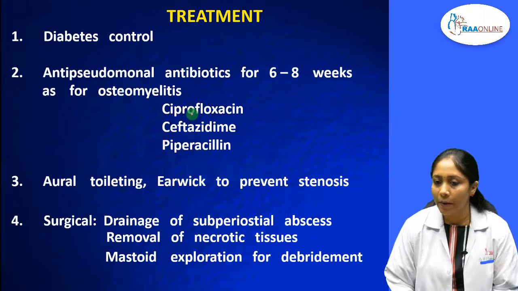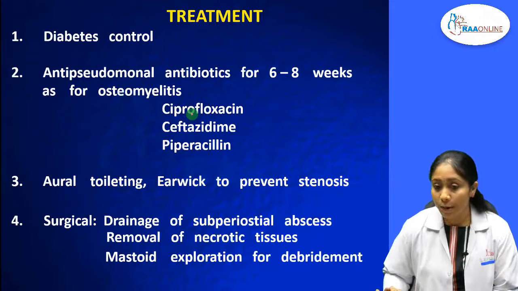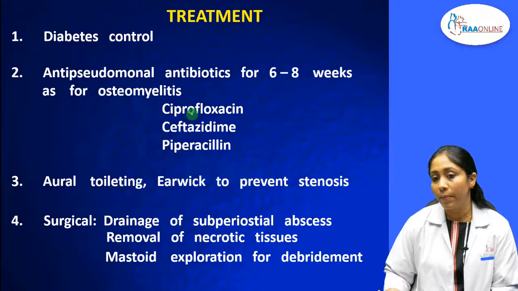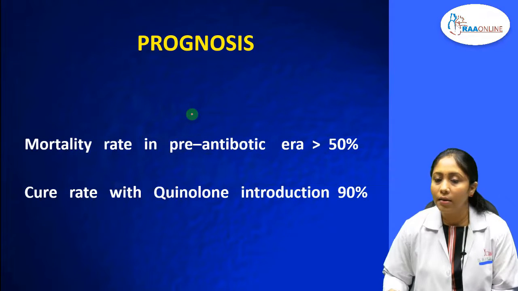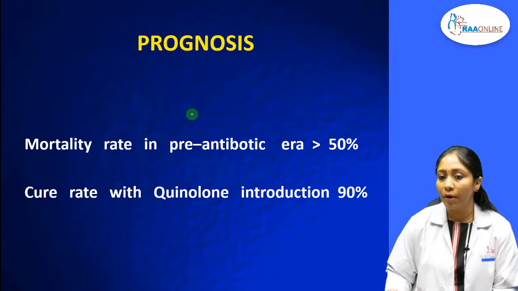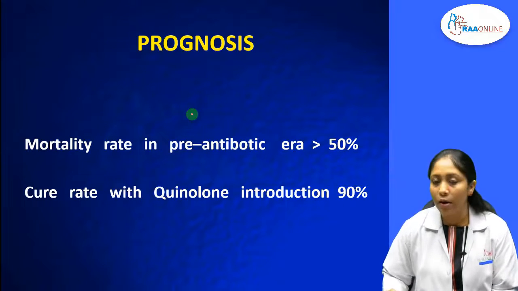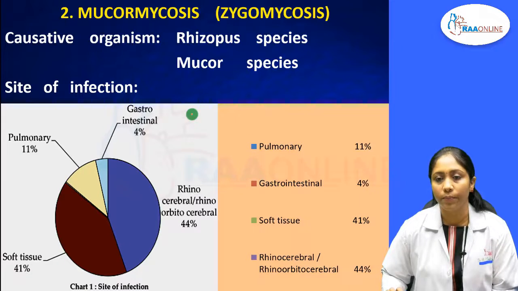Surgical drainage of the subperiosteal abscess and removal of necrotic tissue and mastoid exploration and debridement are recommended in extensive cases. Prognosis: the mortality rate in the pre-antibiotic era was more than 50%, but today, thanks to the kind of antibiotics we have, we have a really, really good cure rate with otitis externa these days.